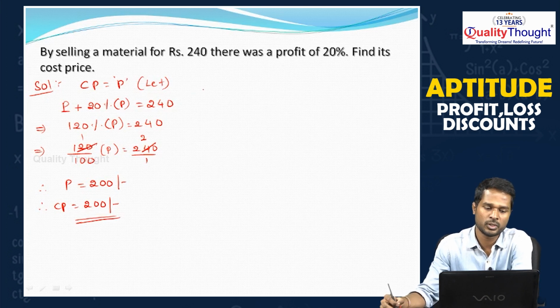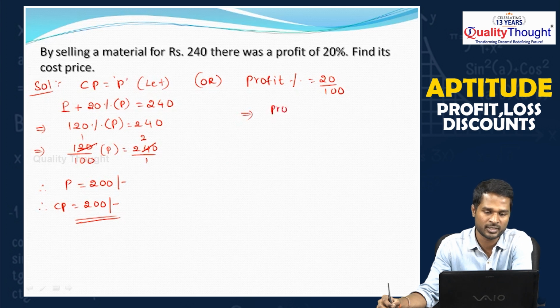So, this is one method we can use to calculate this. There are other methods too. Let us see one more method to calculate the same problem with the selling price 240 and the profit percentage as 20%. Profit percentage is equal to 20%, which is 20 by 100. So, profit by cost price is equal to 2 by 10, that is 1 by 5. Now, let us see how we can write it.